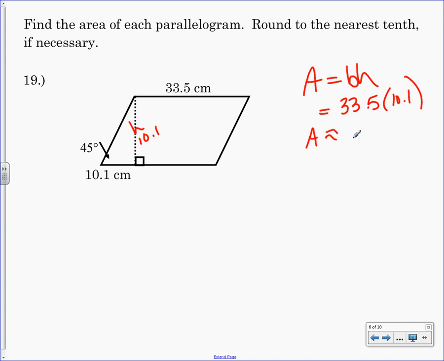What do we get? Yes, so they said nearest tenth, so I'm going to say 338.4 centimeters squared. Does anyone want me to do SOHCAHTOA instead? Are you sure? Okay. You can if you'd like, right? Anyone still need that page?